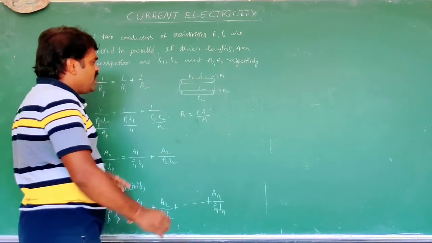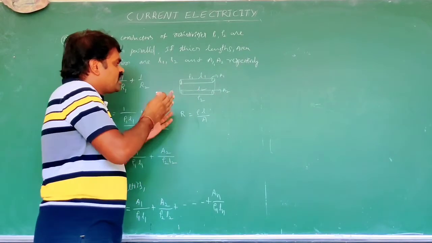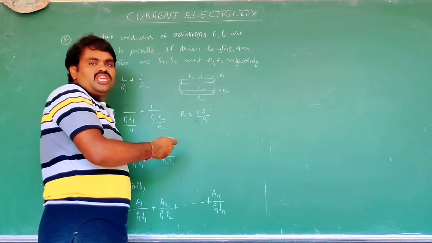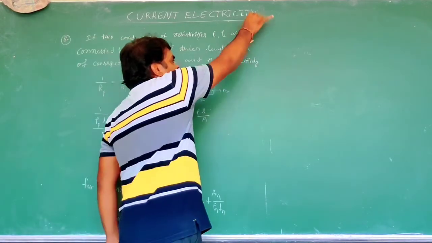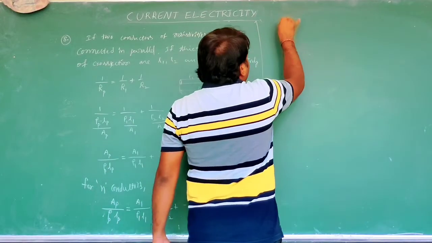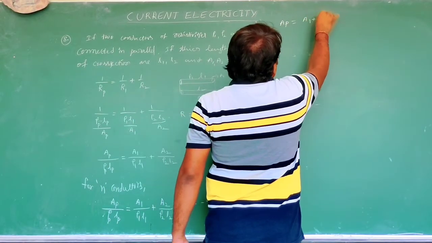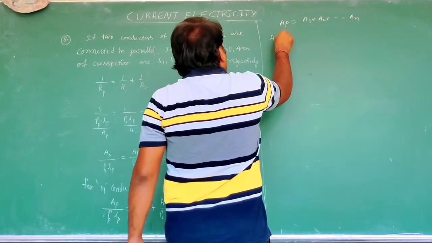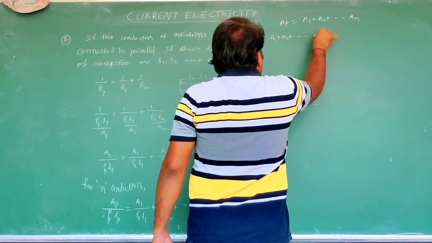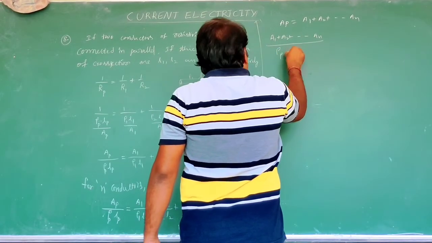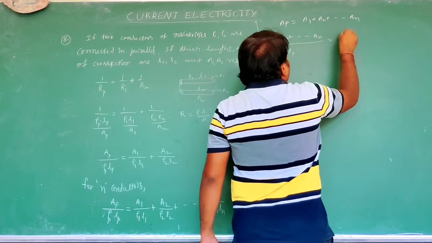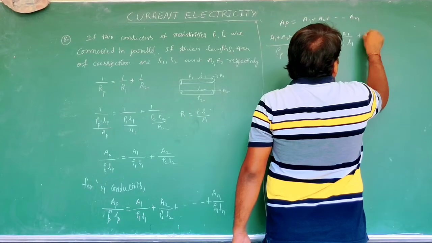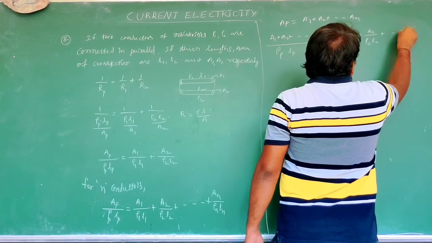If the conductors are connected in parallel, the effective cross-sectional area will increase. That is, AP is equal to A1 plus A2 plus up to An. Then we substitute: A1 plus A2 plus up to An by rho P into LP is equal to A1 by rho 1 L1 plus A2 by rho 2 L2 plus up to An by rho n Ln.